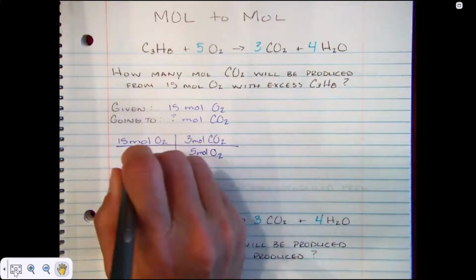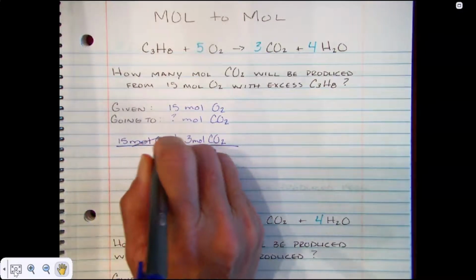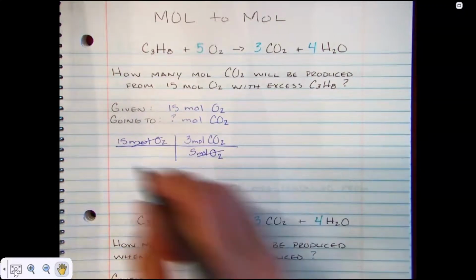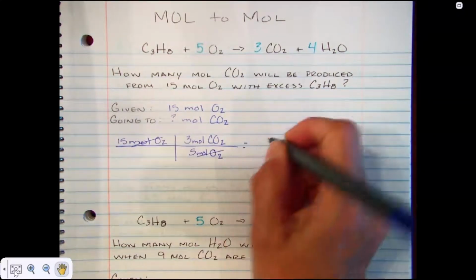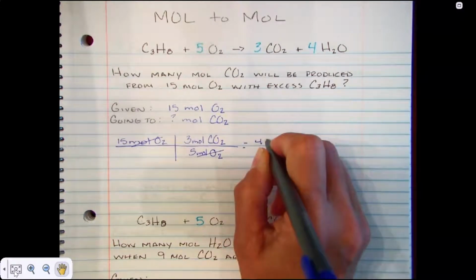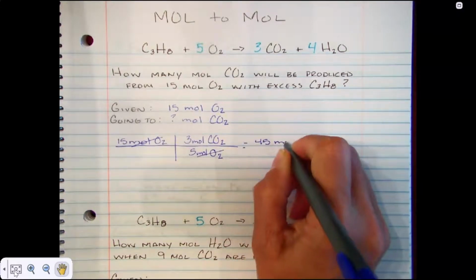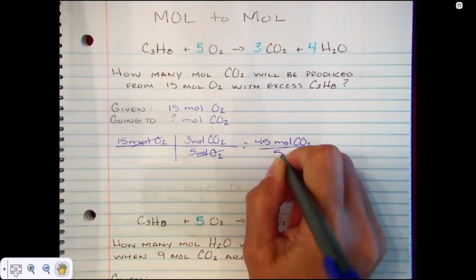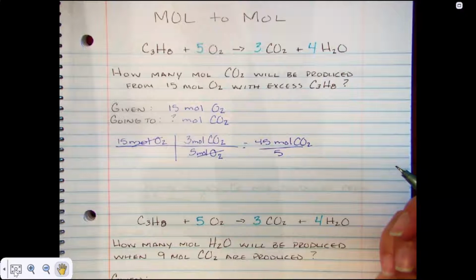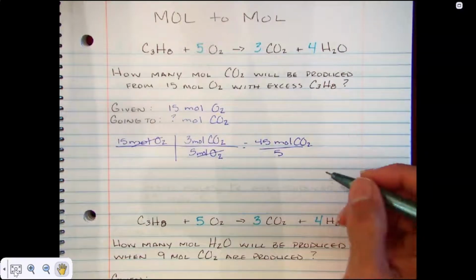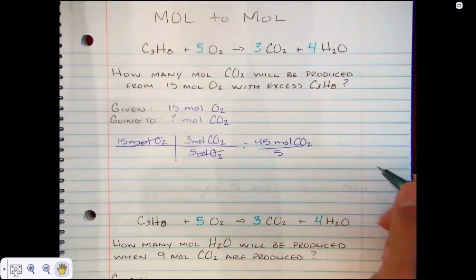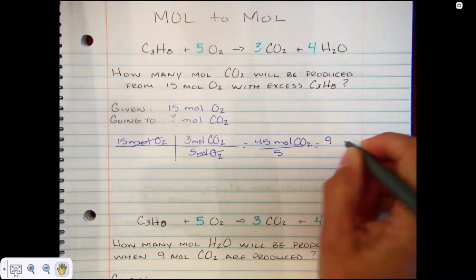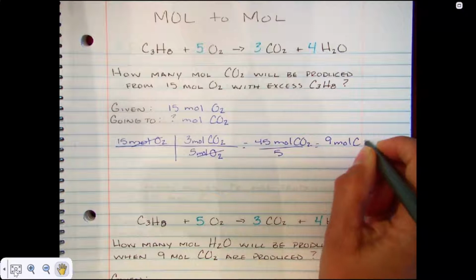Now, like before, our moles of O2 are going to cancel. That gives us 15 times 3. 15 times 3 is going to be 45 mole CO2 over 5. The next step then would be to divide. 45 divided by 5 gives us 9 mole CO2.